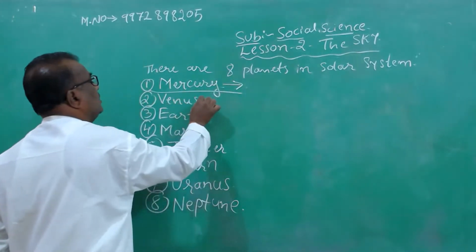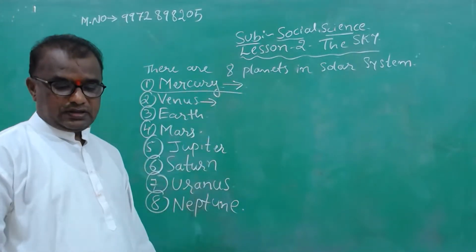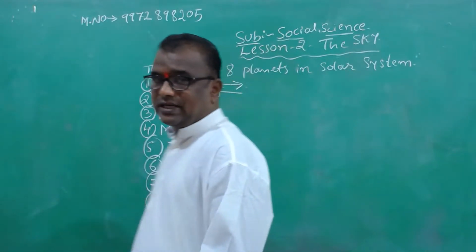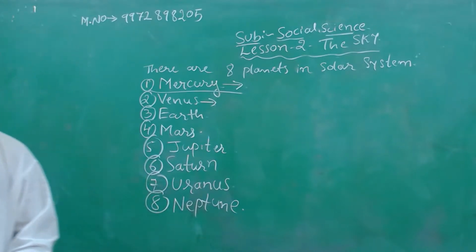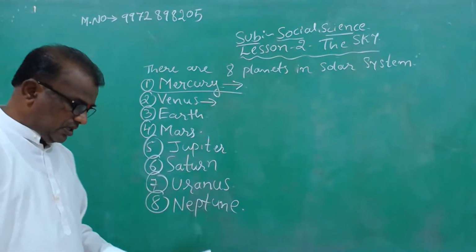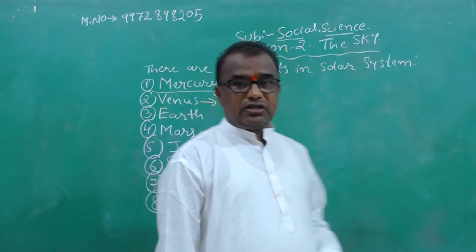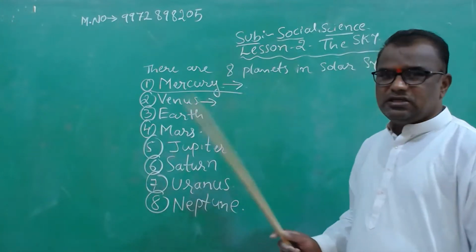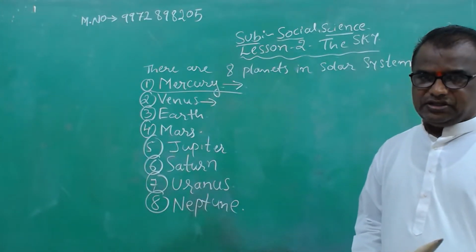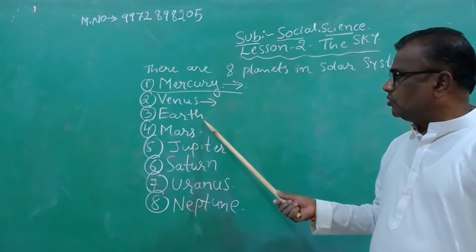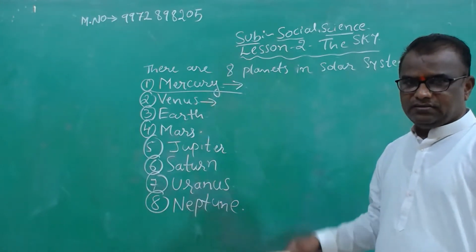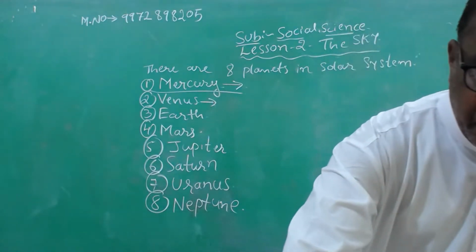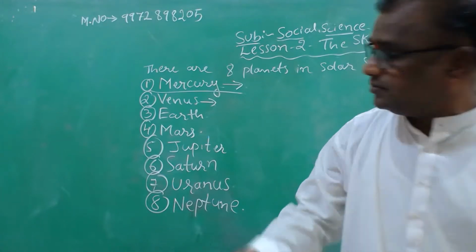Now come to the second, Venus. What are the characters of Venus? Venus is the second planet in our solar system from the sun. Yes, and it is smaller than the Earth. Comparing to the Earth, Venus is smaller in size. And it is the brightest planet, Venus is the brightest planet.